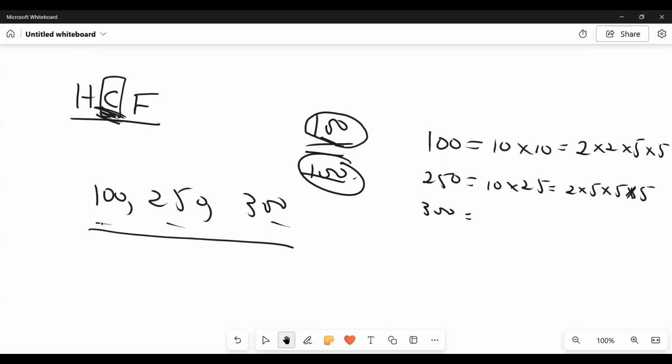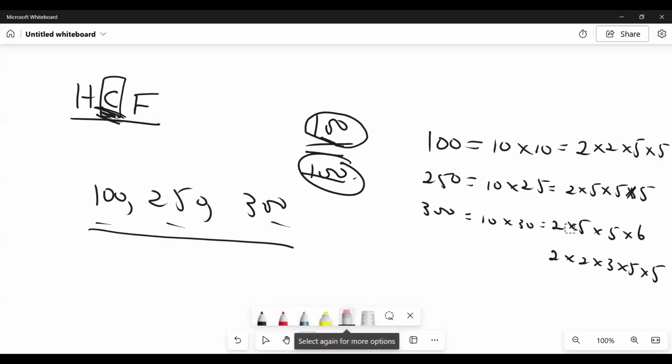How do you go with that one? 10 by 30. You break this up, you get 2 by 5 by 30 will be what? 5 by 6. And this 6 can be further broken up into 2 by 3. So 2 by 2 by 3 by 5 by 5, right? It takes some doing, right? And I'm deliberately not giving you the answer right away.